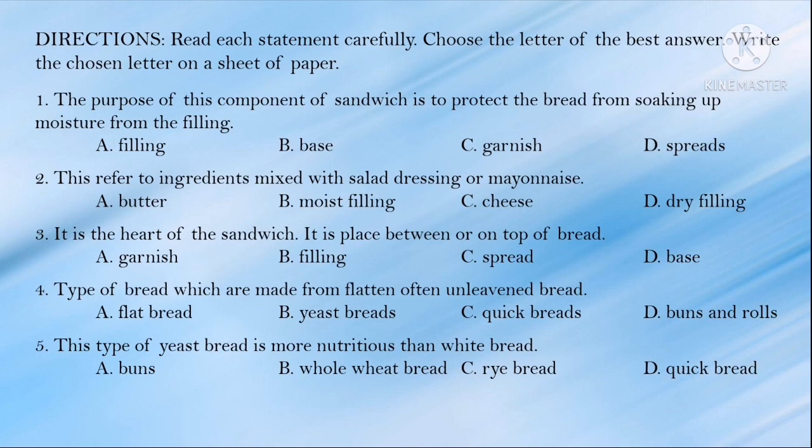Number 4. Type of bread which are made from flattened, often unleavened bread. A. Flat bread. B. Yeast breads. C. Quick breads. Or D. Buns and rolls. Last one, number 5. This type of yeast bread is more nutritious than white bread. A. Buns. B. Whole wheat bread. C. Rye bread. Or D. Quick bread.